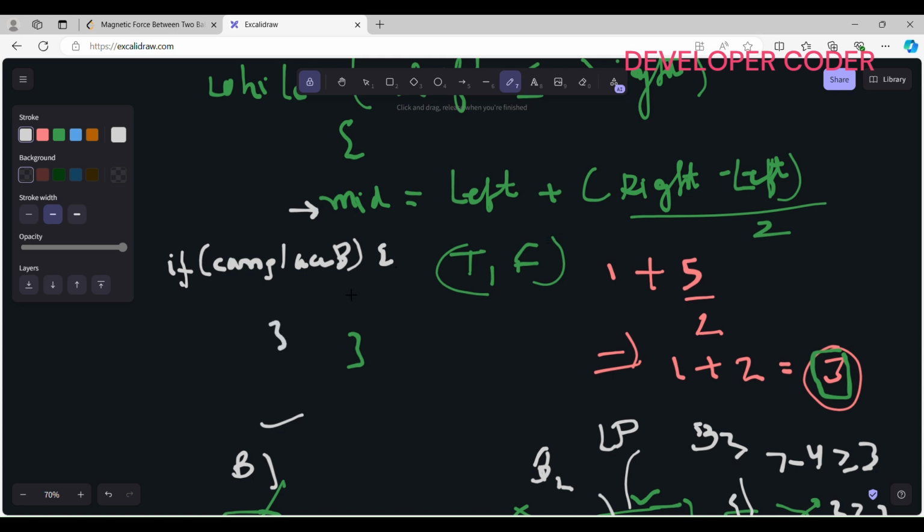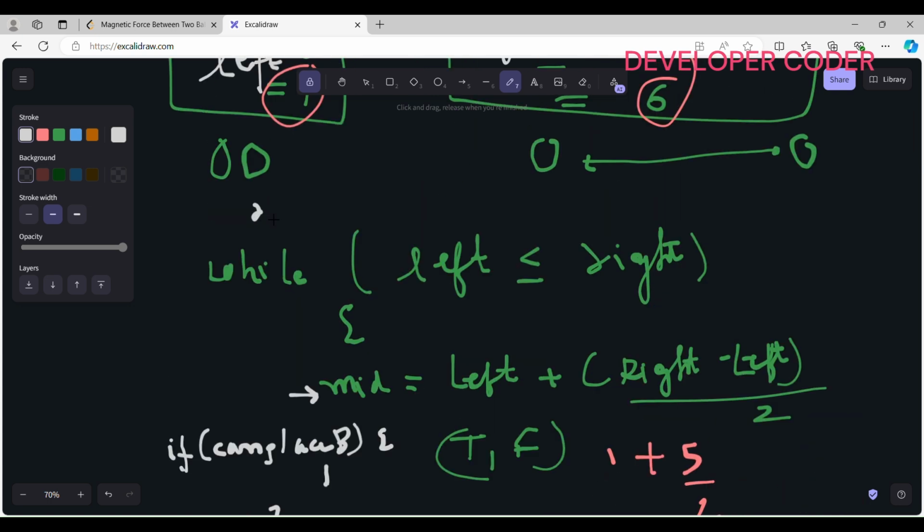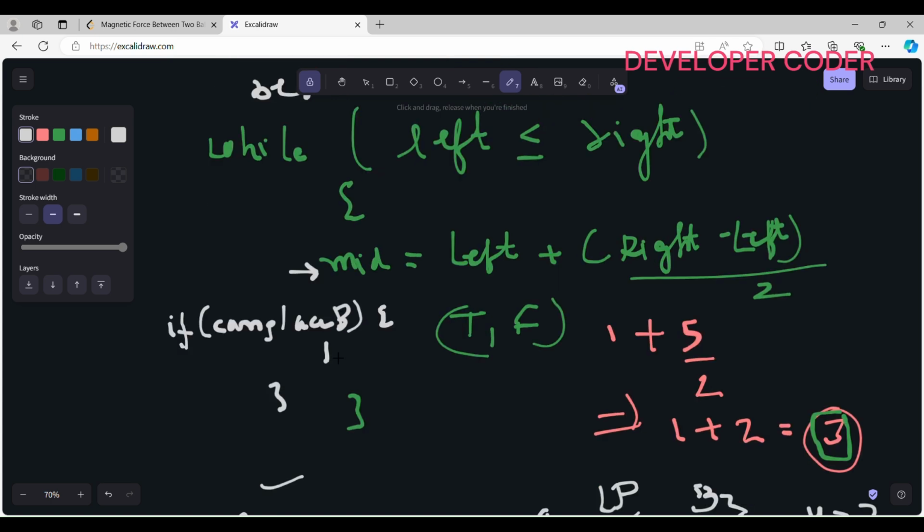Now inside that, let's create one variable, best. In best I have to store the best answer. Initially my best is equal to 0. Now I have to store my best answer as 3. Best answer is equal to 3 here. I can simply say best is equal to mid.